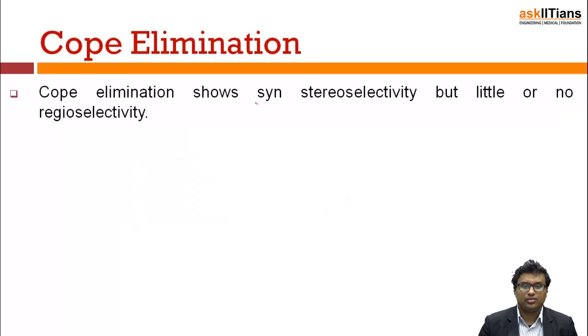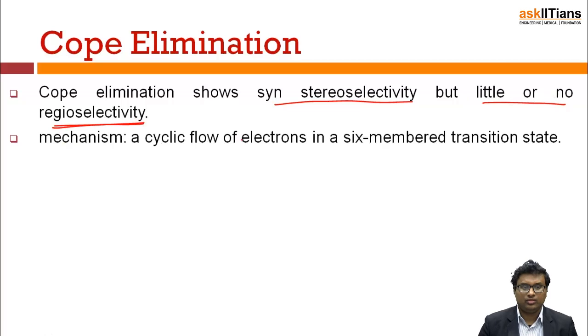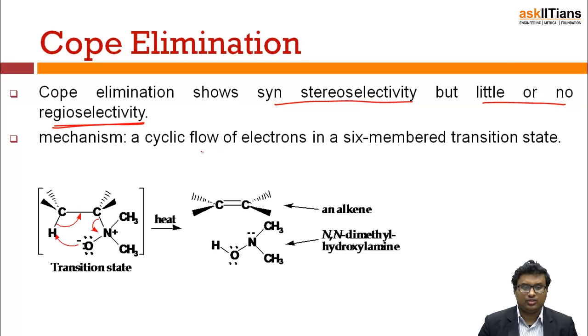So Cope elimination shows syn stereoselectivity, but remember there is little or no regioselectivity. So it's a mechanism: after a transition state of your amine oxide, if you are heating it, you will be getting an alkene, and not only that, N,N-dimethylhydroxylamine.